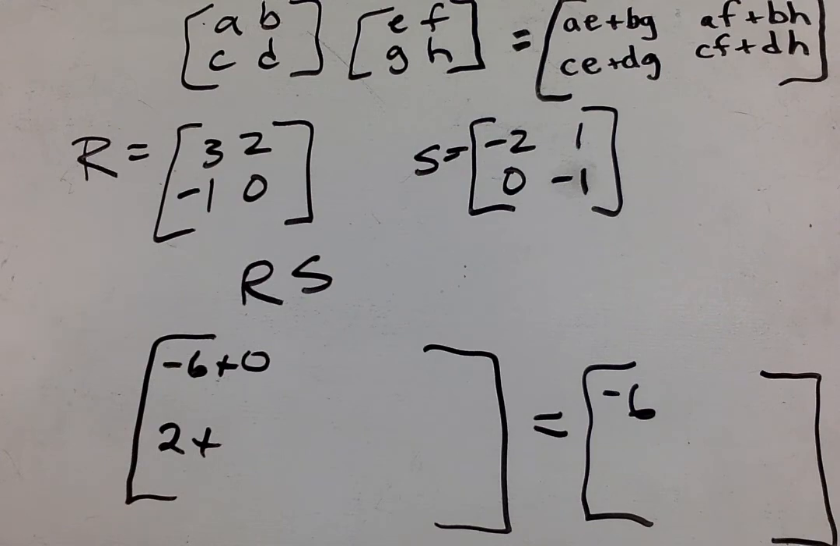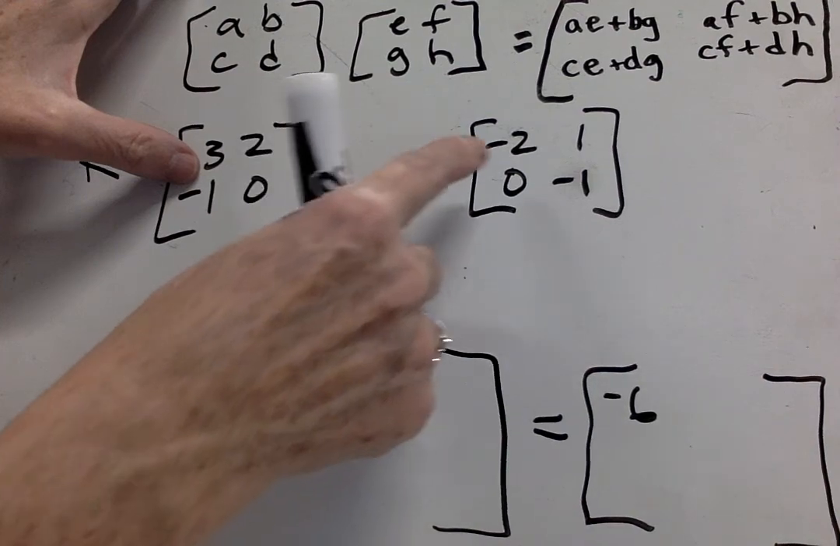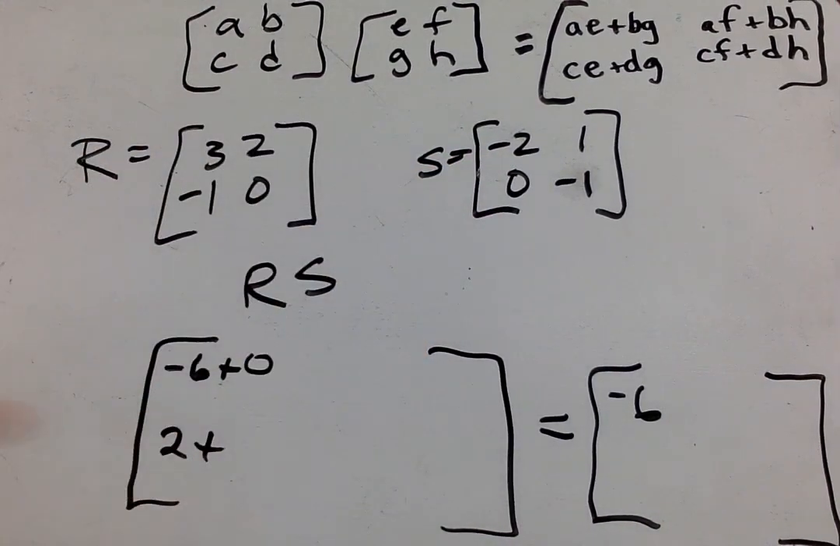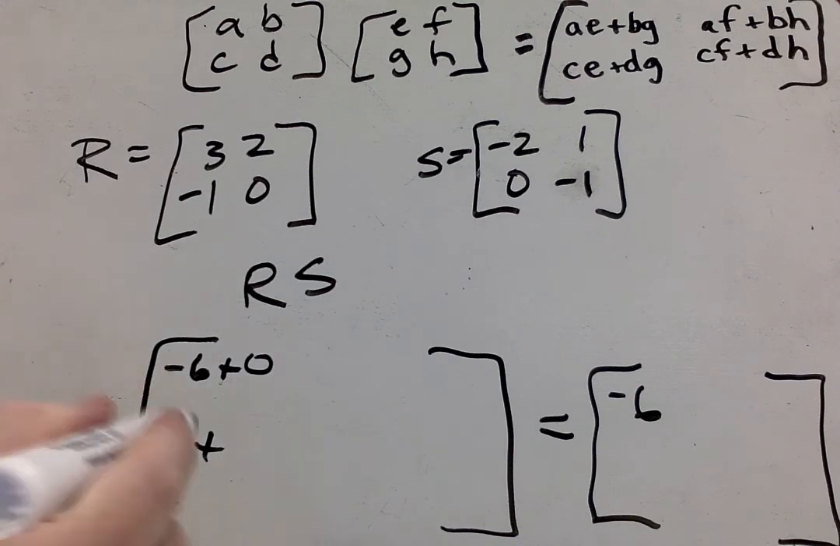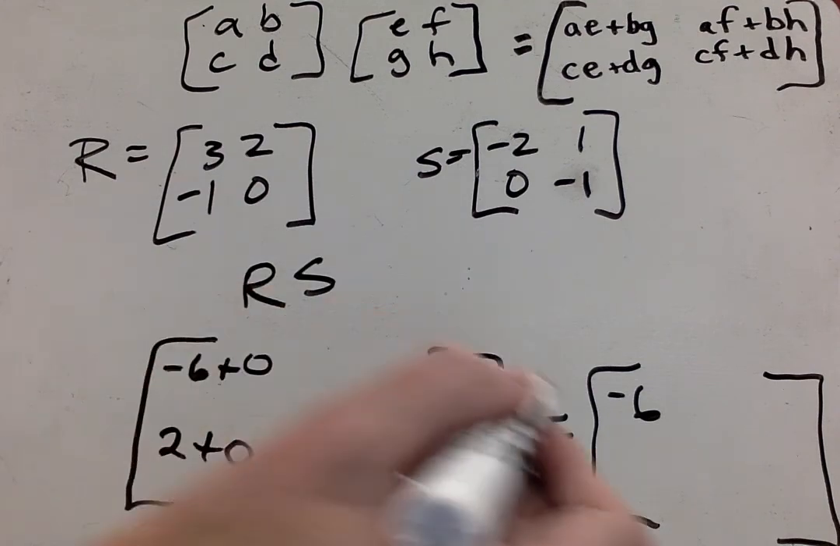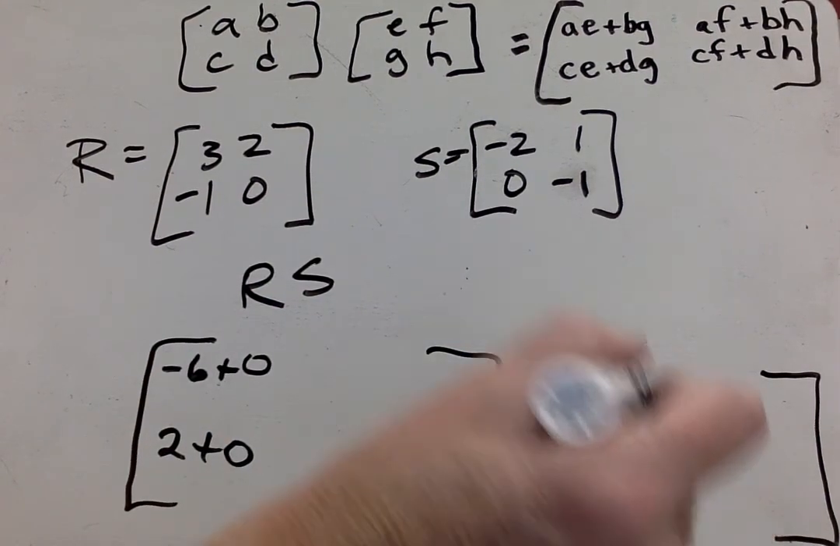And then the next one, we got 2 by saying CE, so -1 times -2 plus 0 times 0, and that would be 2. Okay? Then the next one, if you look over here, AF plus BH. Oh, I should put 2 over here as our final answer.